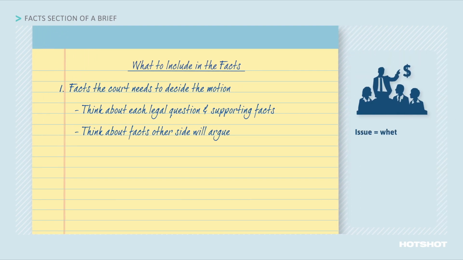Say the issue is whether your client has adequately alleged a price-fixing conspiracy in their complaint. In order for the court to be able to decide the motion, you'd have to include the facts about the agreement that you allege constitutes illegal price-fixing.